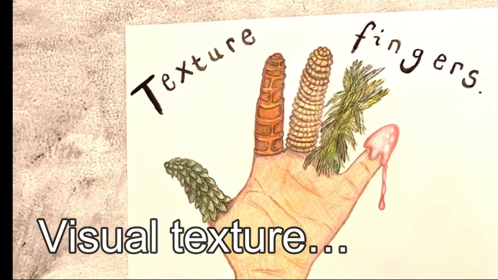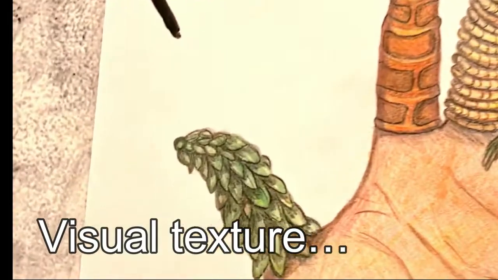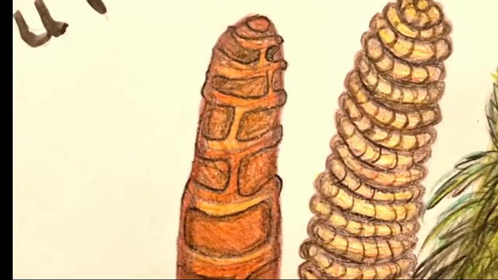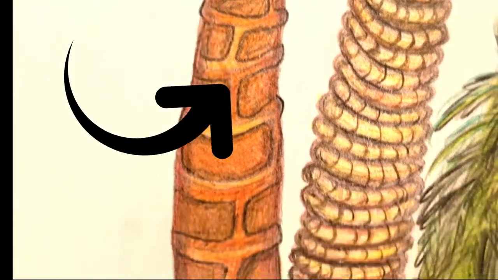Visual texture is an illusion of texture created using lines, shapes, colours and tones. A visual texture may look different to how it really feels. For example, this image of bricks looks rough, but the actual paper it's been drawn onto feels smooth to the touch.